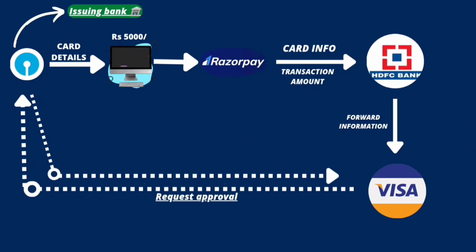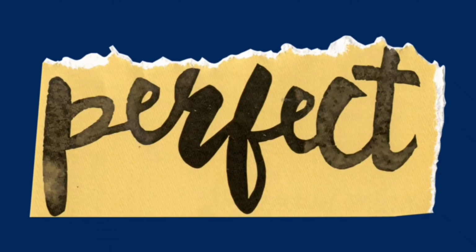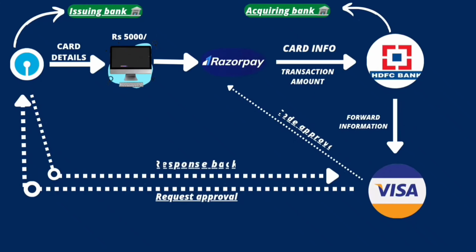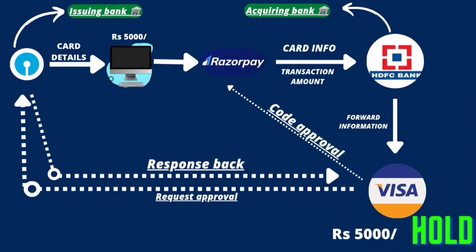Then SBI sends the response back to Visa, wherein SBI says everything is perfect and assigns and transmits an authorization code along with its response. And this is where the 5000 is put on hold from my SBI account.